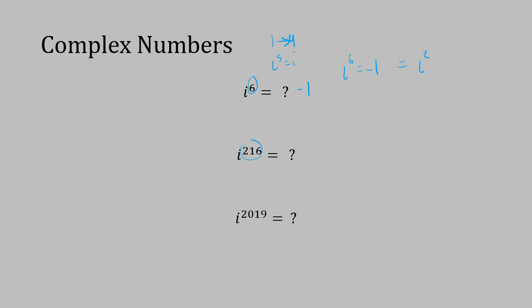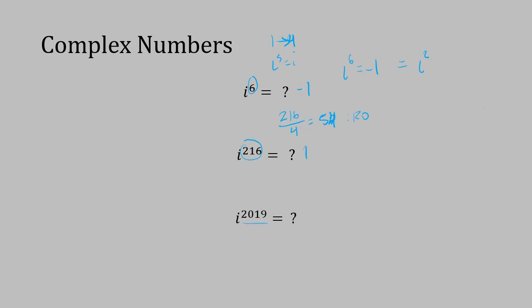Okay, what is i to the 216th? Well, 216 is a bigger number, and if you don't realize what it is divisible by, something you can do is divide it by 4. Is 216 divisible by 4? It sure is. And if something is divisible by 4, that's going to be back to 1 again. If you type i to the 216th in your calculator, you will get 1. Because there is no remainder, the remainder is 0, so it's the same thing as i to the 4th.